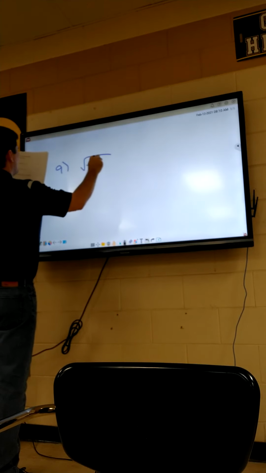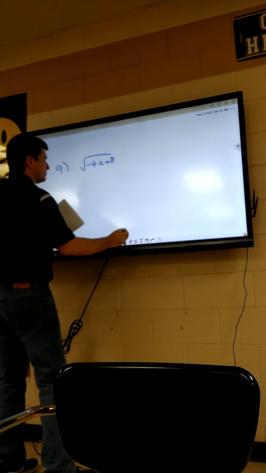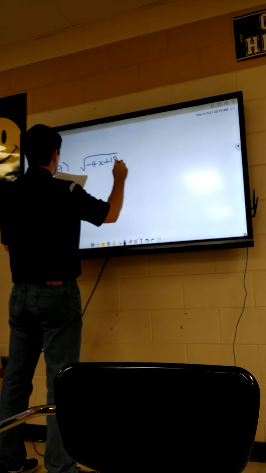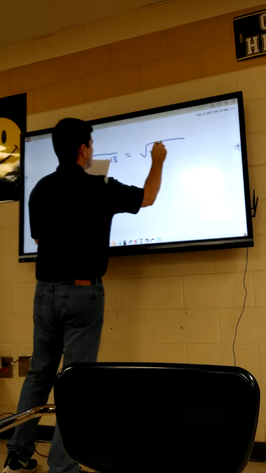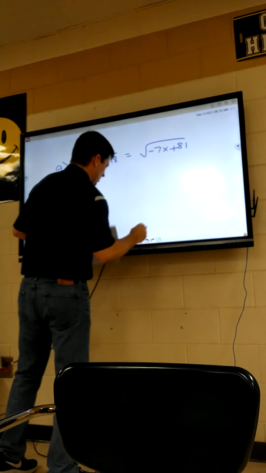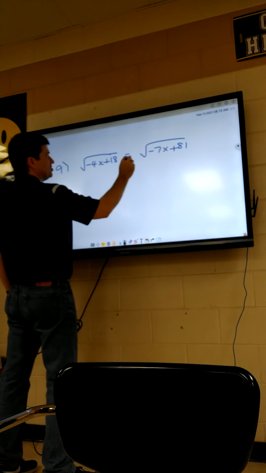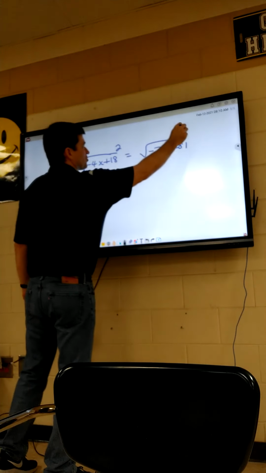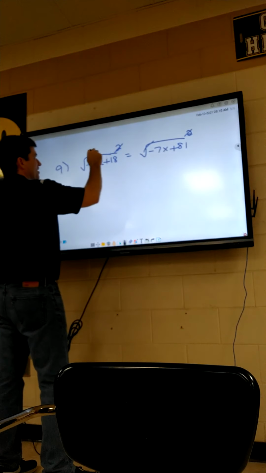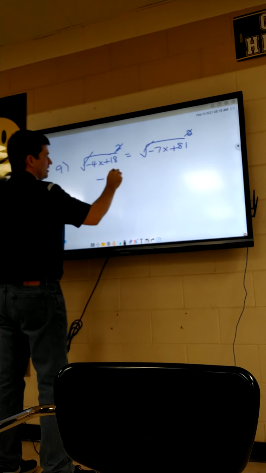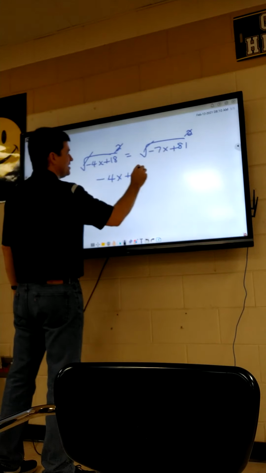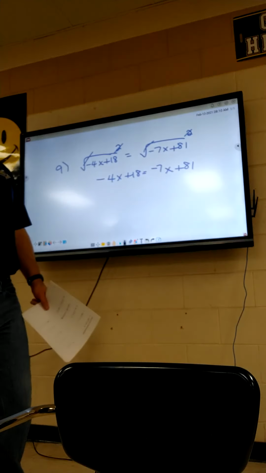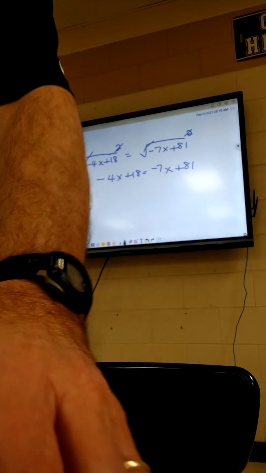Square root negative 4x plus 18 equals negative 7x plus 81. All right, so as long as you have the square roots, one on the left side, one on the right side, you can go ahead and square. And look, the square cancels out the square root on both sides, so I just bring down negative 4x plus 18 equals negative 7x plus 81. All right, y'all solve it and get an answer now. Is this one going to be a fraction?